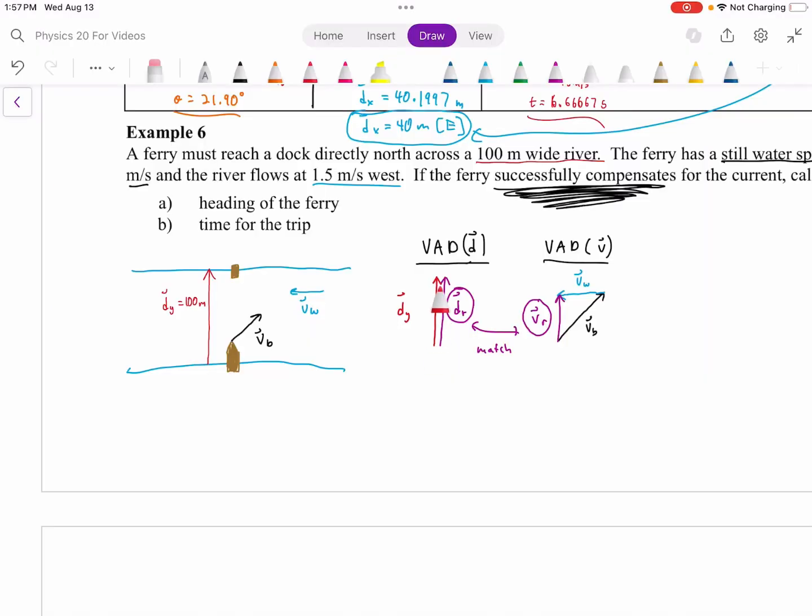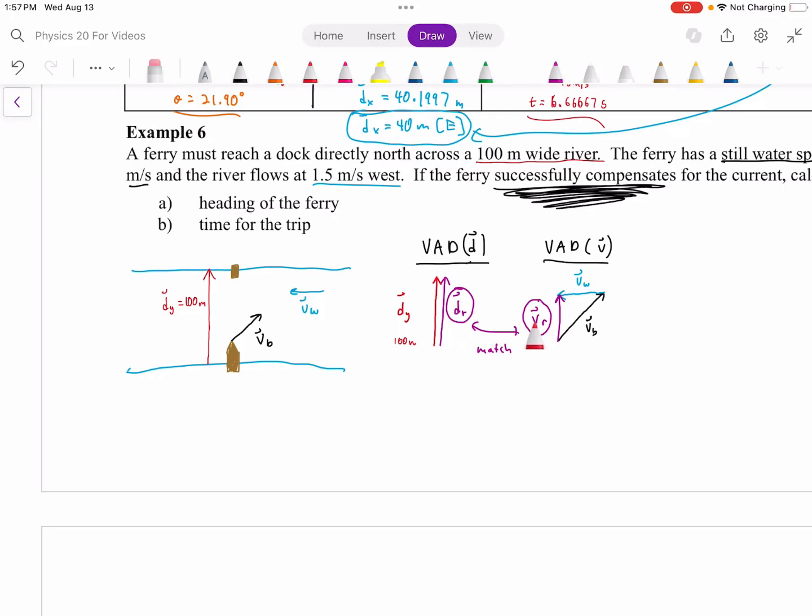So we know how far it went resultant, right? It went 100 meters north, okay? If we could figure out how fast it went north, we could figure out how long it would take to go 100 meters, right? So let's go ahead. We've got these matching here.